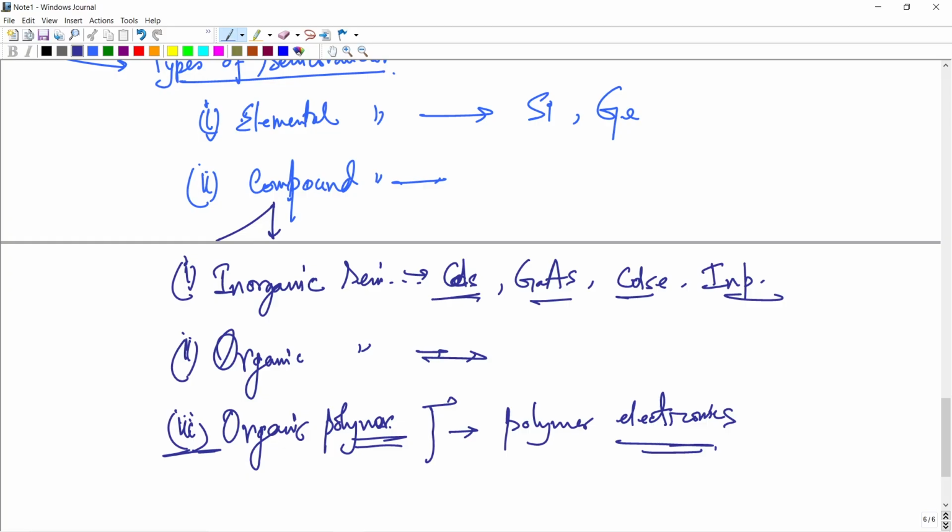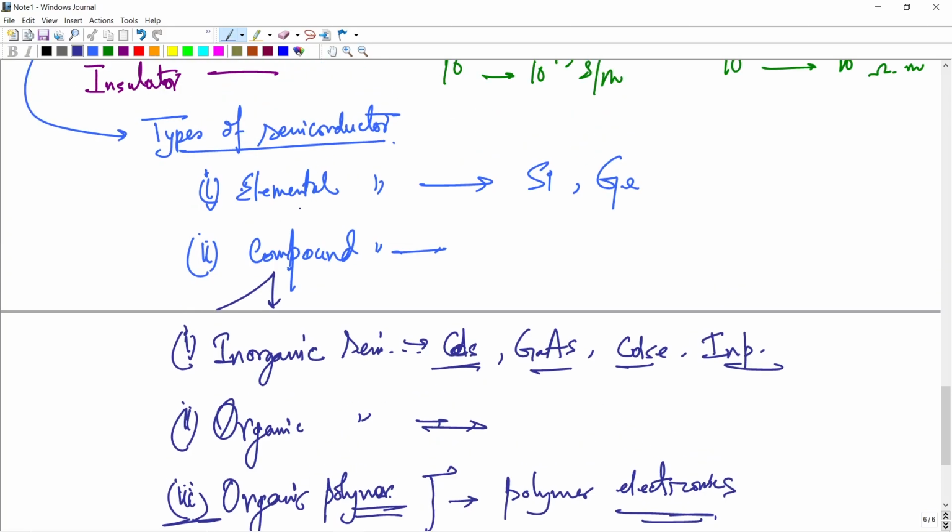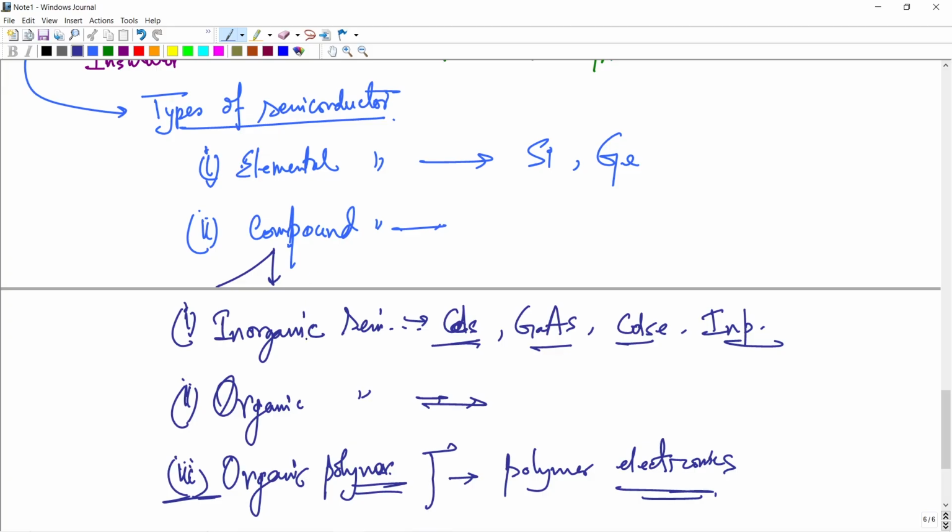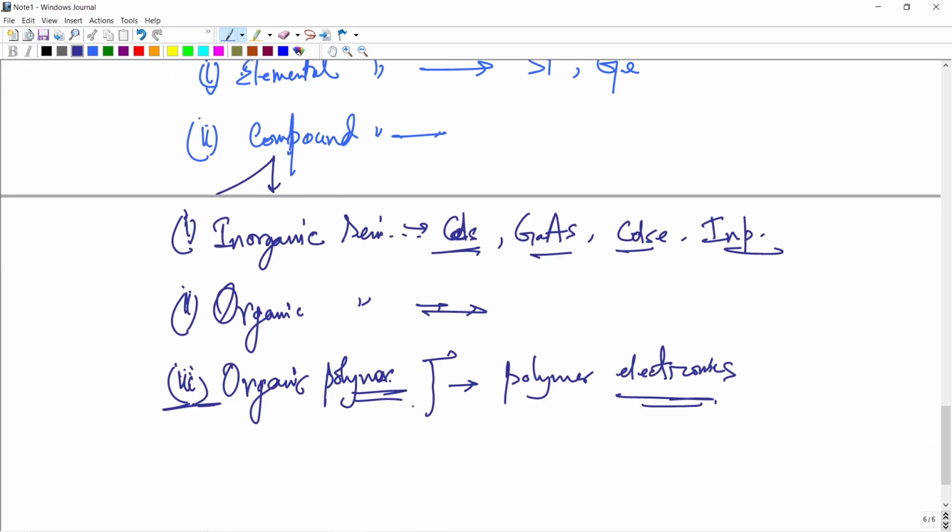So here are the basic types of semiconductor: elemental semiconductor, and compound semiconductor, which has three parts: inorganic, organic, and organic polymer. Okay, so now we start the next concept, called basics of energy band. What is the energy band? That's a very important concept. Before we jump to energy band, polymer electronics or molecular electronics is a futuristic technology. Keep in mind, the modern generation is researching polymer electronics and molecular electronics. Now this is a limited discussion of the basics of energy band.